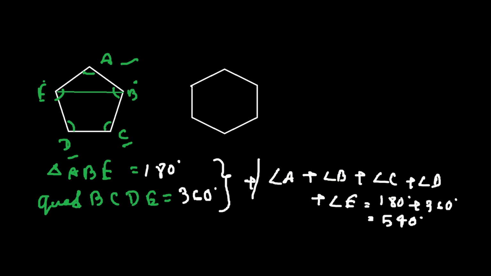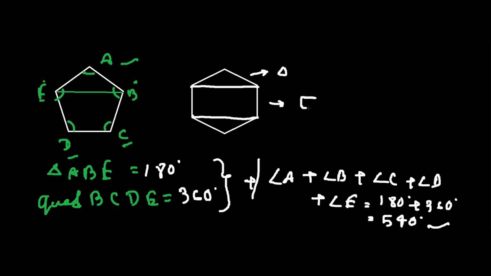Now, how to calculate the sum of the internal angles of this hexagon? Again, I will follow the same process and join two non-adjacent vertices. If I do this, I will be getting a triangle and a pentagon. If you don't remember the internal sum of the pentagon, I'll do one thing. I'll simply join another two non-adjacent vertices.